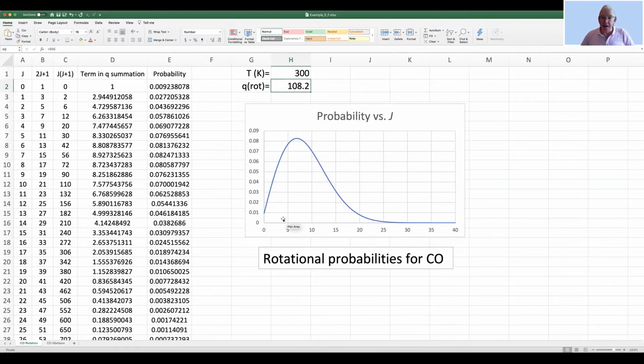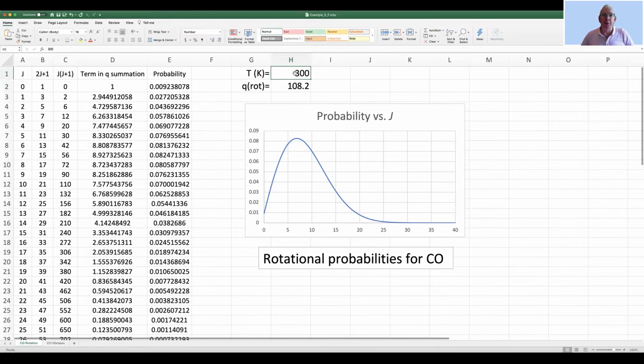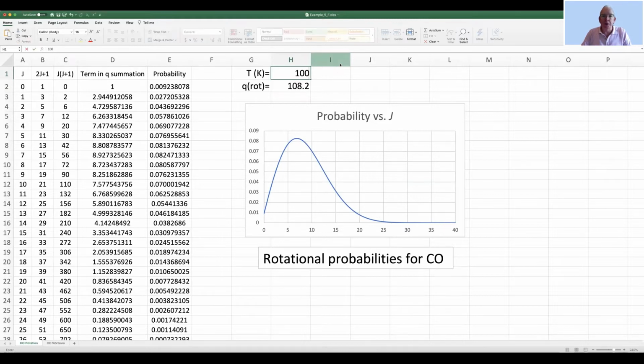And I didn't lock how the axes are set here, so when I change parameters, things are going to happen to the scaling of the graph, and I apologize for that. But suppose I lower the temperature. If I take my temperature from 300 down to 100, that should get my population stuck in lower energy states, right? And fewer of them should be populated. So let's just type in 100 there and see what happens to the Q and also to the probabilities there.